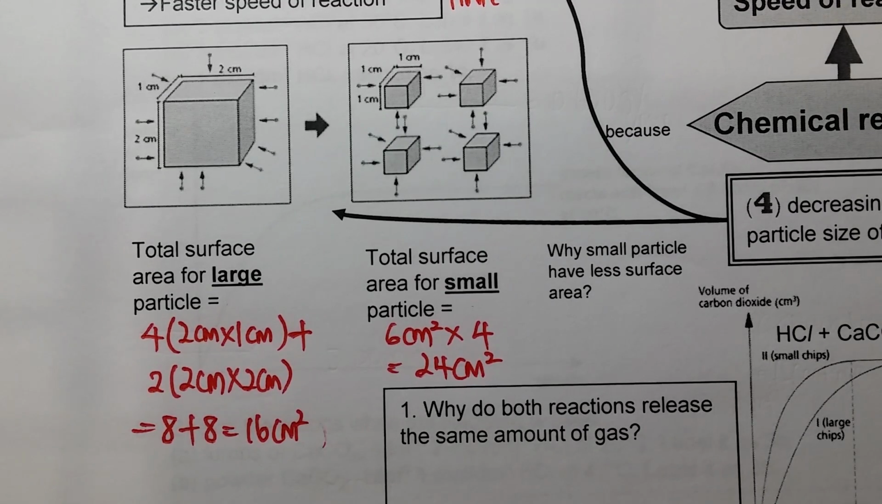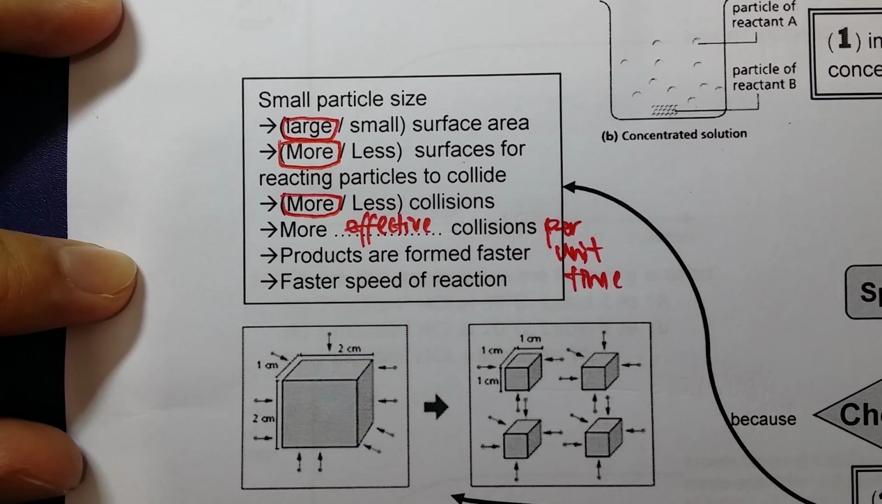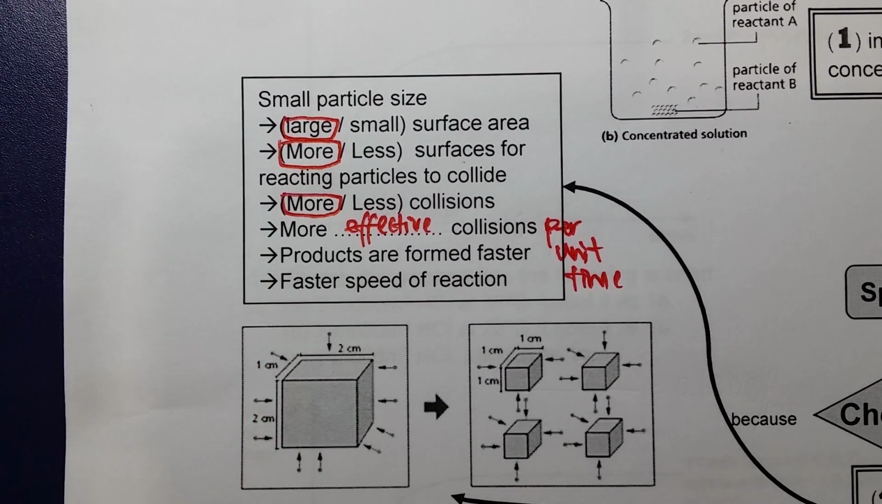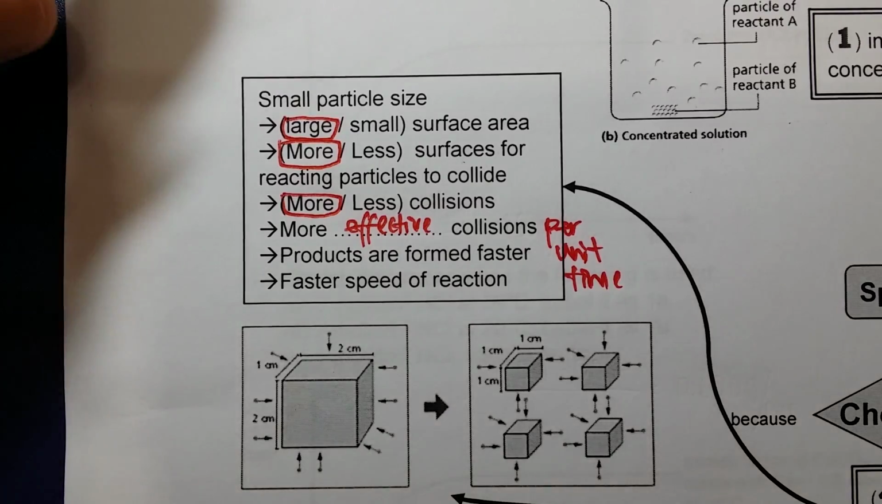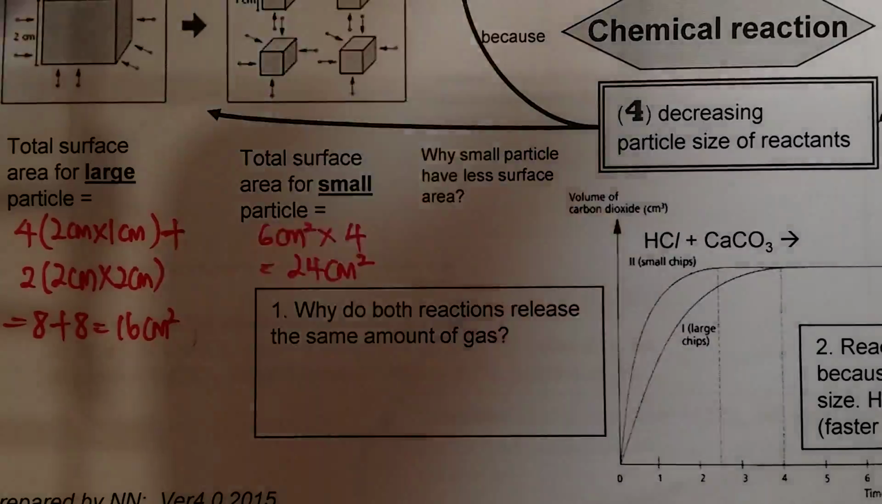Okay, so surface area is very important because it determines the surfaces for the reacting particles to collide. So when the surface area is more, it means that there are more surfaces for the reacting particles to collide. More surfaces to collide means that there will be more collisions and more effective collisions, hence faster speed of reaction. Alright, so that would be the 4th factor.